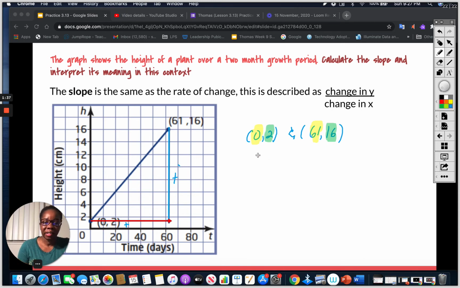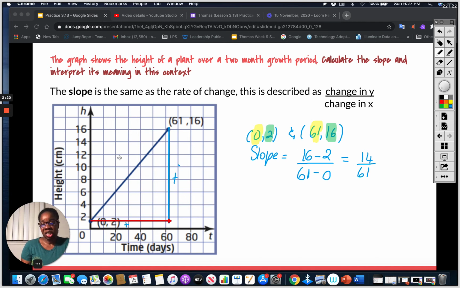Now recall that slope is change in y over change in x, so my change in y, always start with my second pair of coordinates, is going to be 16 minus 2. And my change in x is going to be 61, start with the same point, minus 0. So what I'm noticing is 16 minus 2, that is 14. And that's going to be a positive. And 61 minus 0 is 61. These two numbers have nothing in common, so it cannot be further simplified.